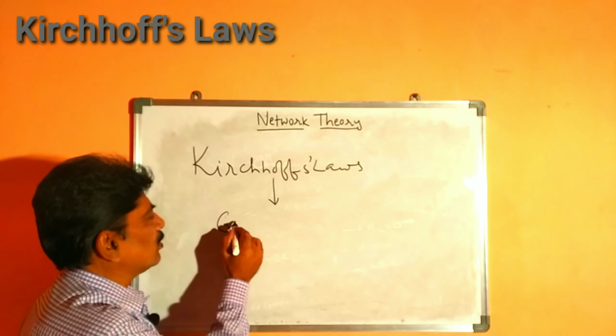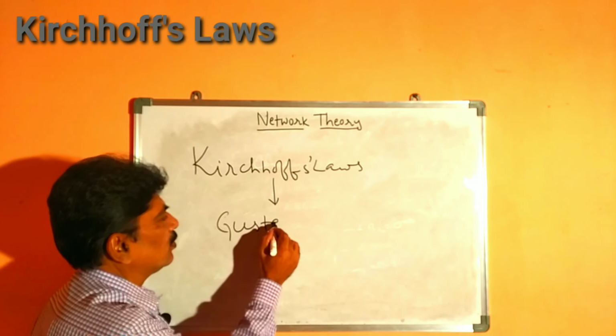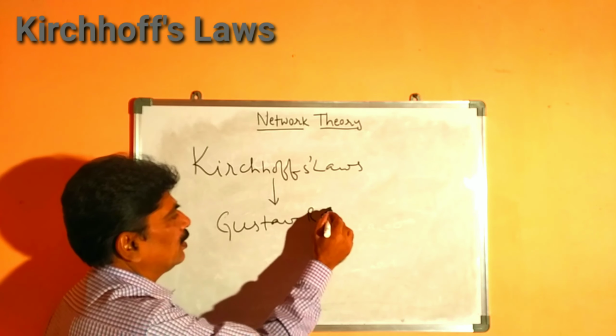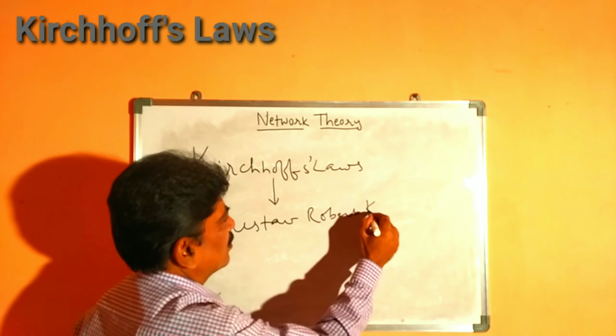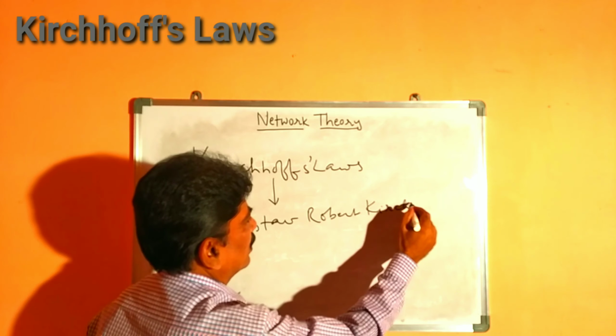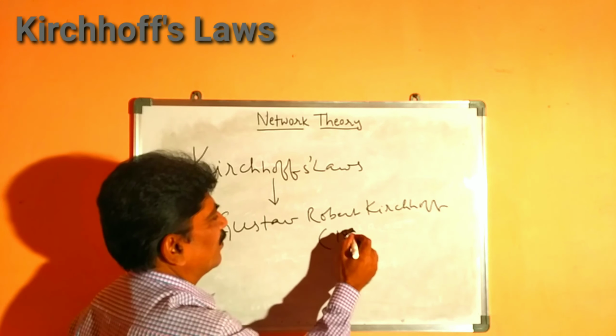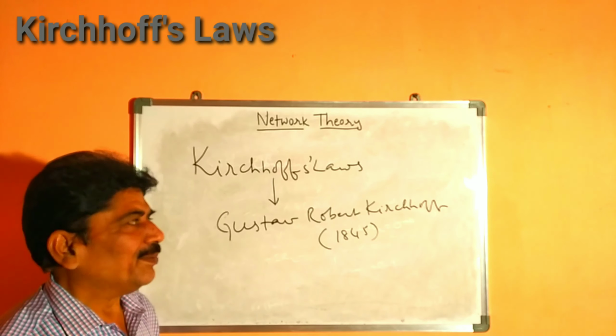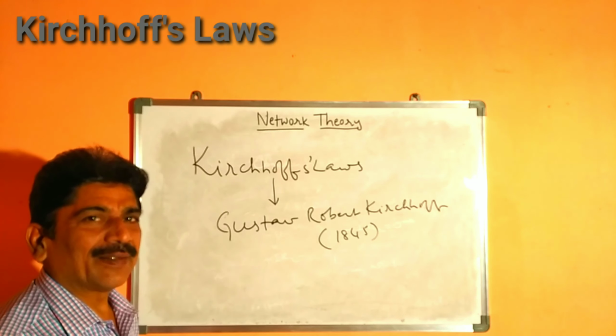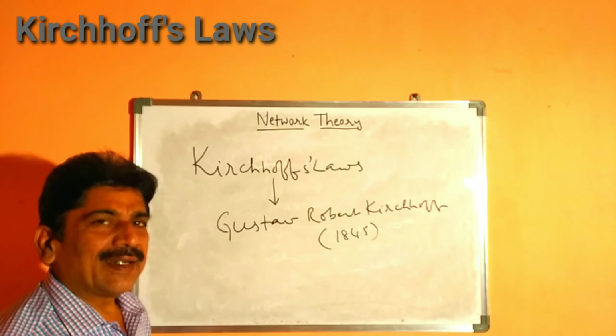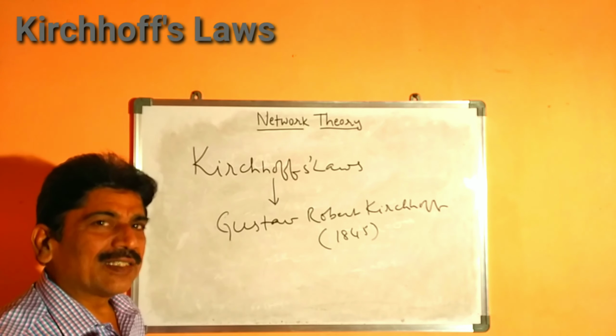His name is Gustav Robert Kirchhoff. Kirchhoff in the year 1845 is the person who developed these laws, Kirchhoff's laws. The main laws are developed for determining currents and voltages across the circuit elements.